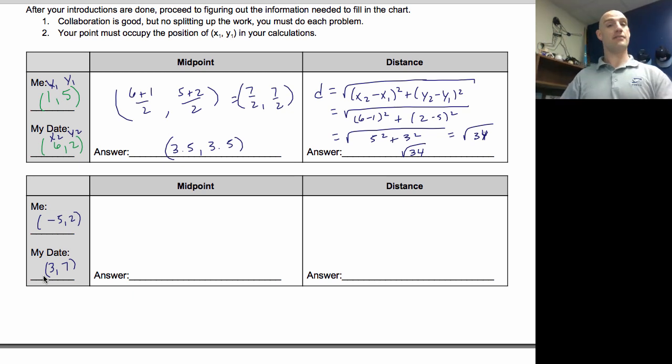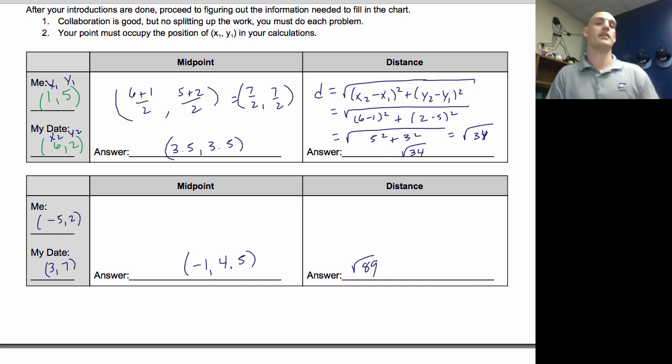All right, so you're back after the pause. So hopefully you paused and did these. I'm going to give you the answers right now. The midpoint should be -1, comma 4.5, and the distance should be the square root of 89, and that's already in reduced radical form. All right, next one.